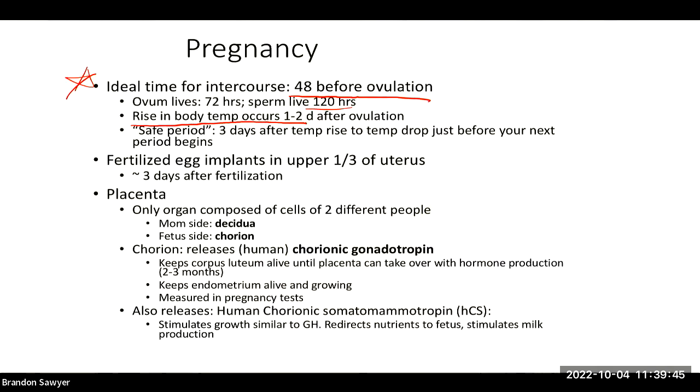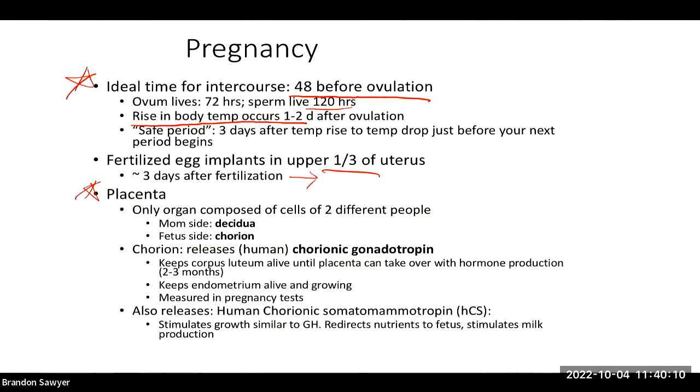But yeah, if fertilization happens, the egg implants in the upper 1/3 of the uterus, and fertilization is typically going to happen in the fallopian tubes, also called uterine tubes. It doesn't happen down in the uterus for the most part. It's usually the egg and the sperm meet up somewhere in the fallopian tubes.